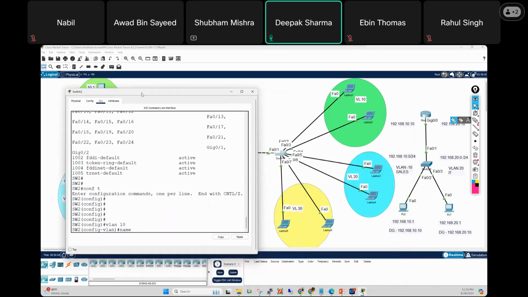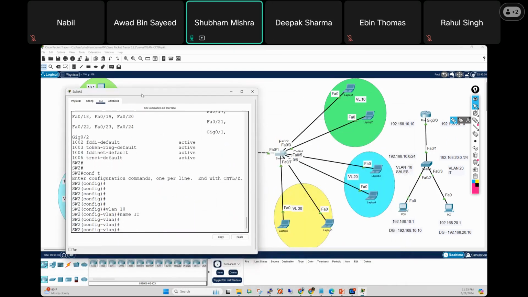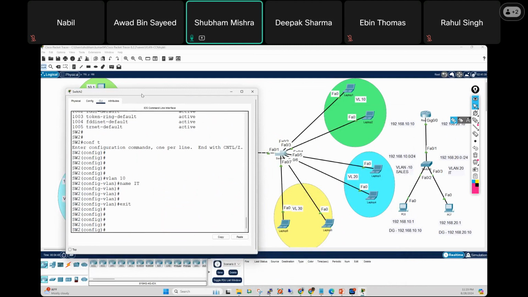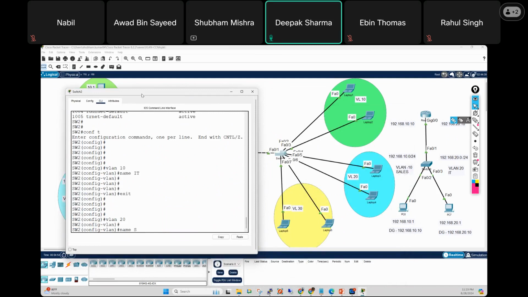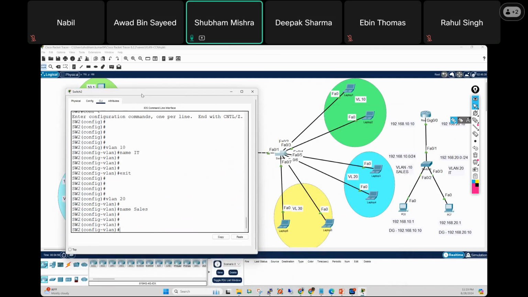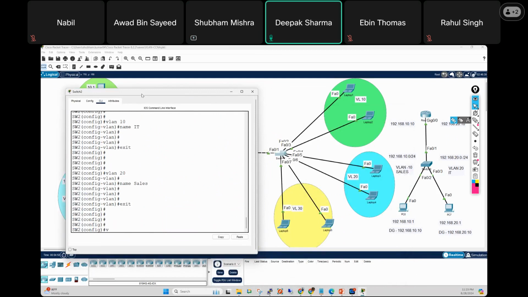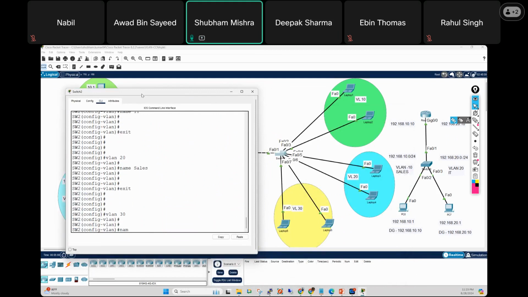IT, exit, then VLAN number 20. What is the name? Sales. Sales. Then VLAN number 30 and the name is Finance. Finance. Exit.